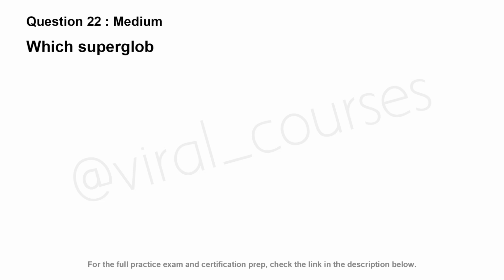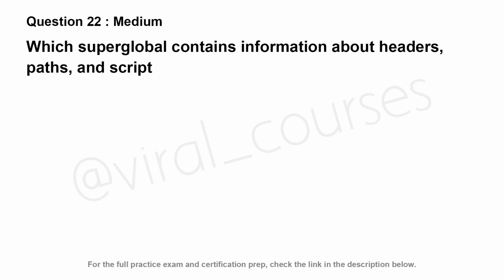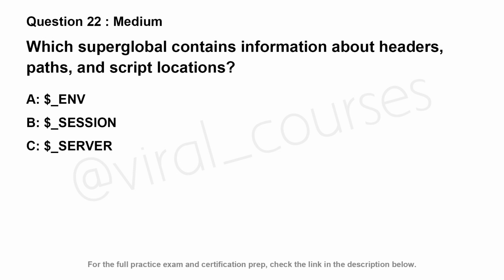Which superglobal contains information about headers, paths, and script locations? Option A, $_ENV. Option B, $_SESSION. Option C, $_SERVER. Option D, $GLOBALS.